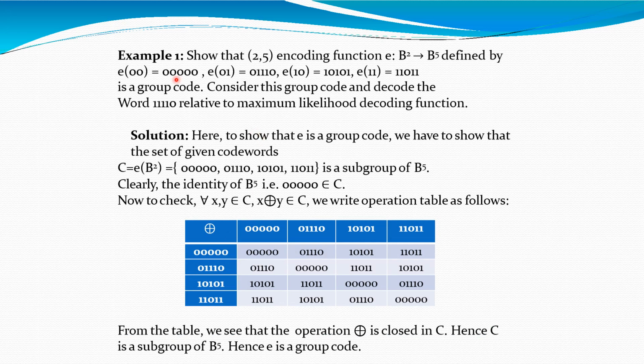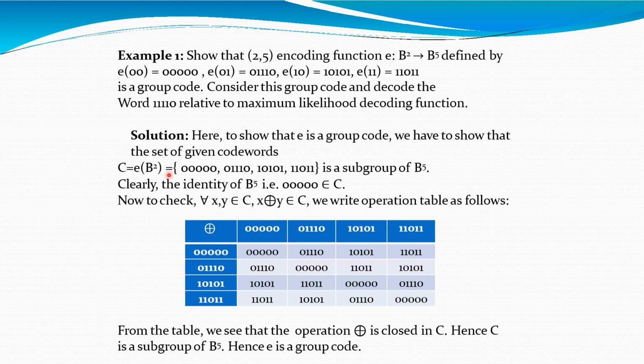Now the next example. Show that the 2,5 encoding function E from B2 to B5 defined by E of 00 is 00000, E of 01 is 01110, E of 10 is 10101, E of 11 is 11011 is a group code. Consider this group code and decode the word 11110 relative to the maximum likelihood decoding function. Now first we have to show that E is a group code.